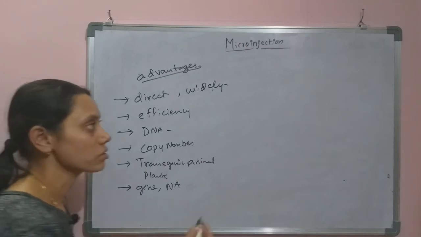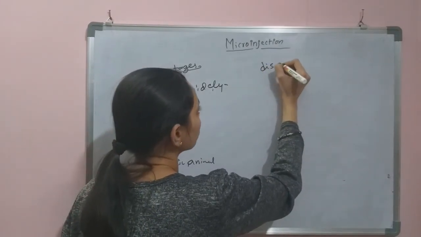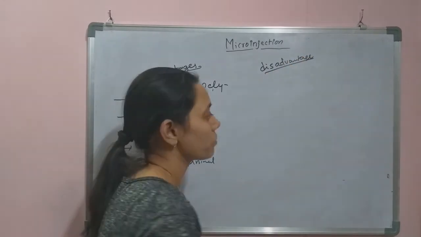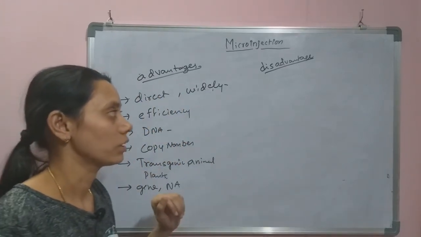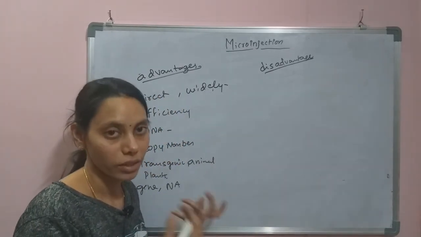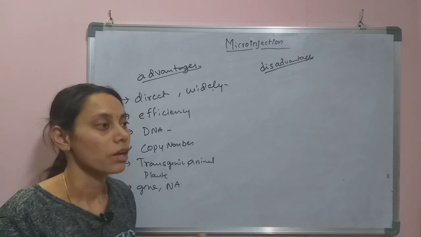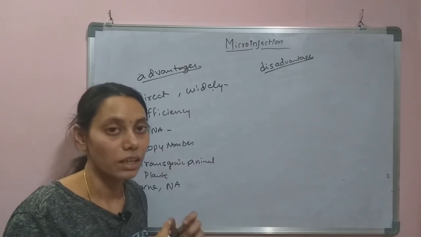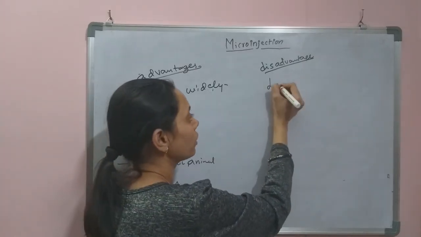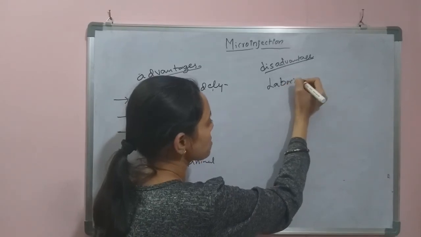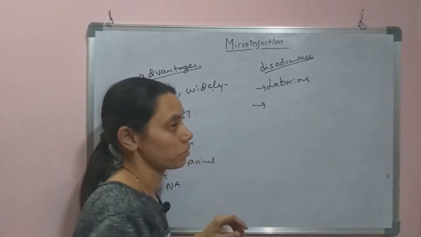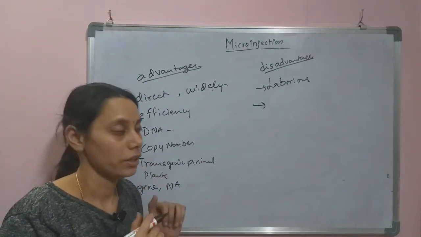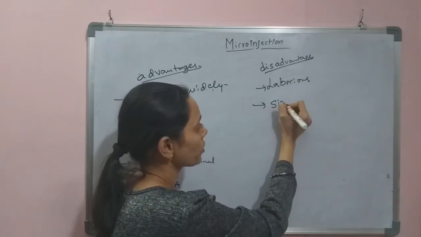Coming to the disadvantages. The basic disadvantage with this method is that, as it looks, it's not that easy. For looking it is easy, we can simply hold a cell, we can simply inject DNA into it, but it's not that easy because it's basically a laborious and very slow process. That means we can introduce DNA into a single cell at a time. So we can operate a single cell at a time.